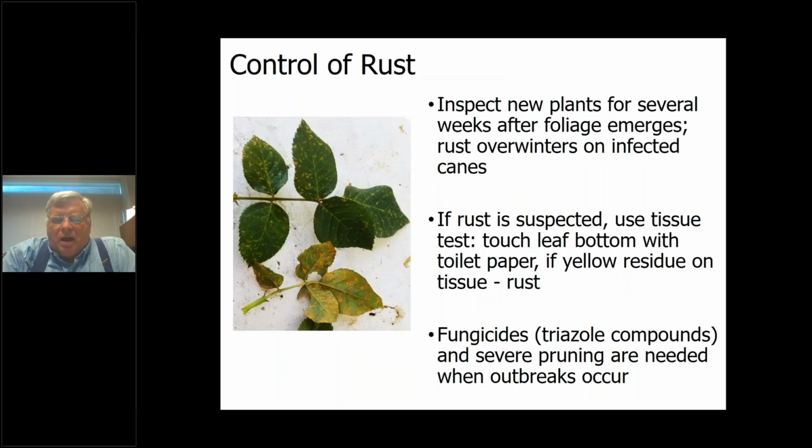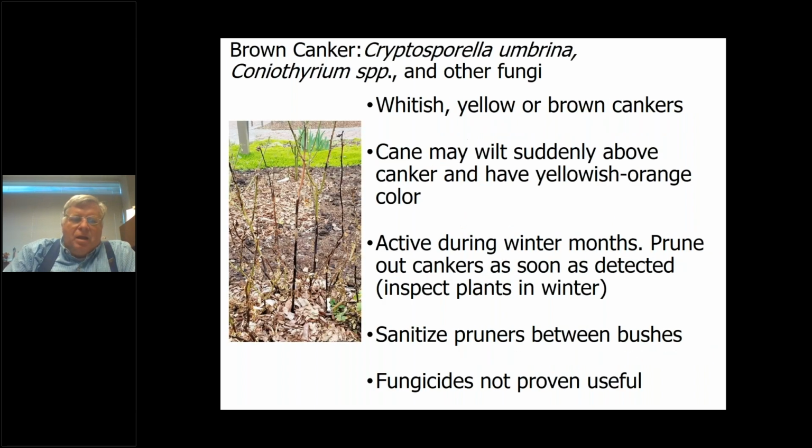So what do we want to do? We want to inspect plants when they arrive to make sure we don't have rust. I told you how to do the tissue test, and fungicides such as propiconazole, which is found in Fertilome systemic fungicide, myclobutanil, which is found in Immunox, and tebuconazole, which is found in Bayer's Advanced fungicide. All of these triazoles are excellent for rust.